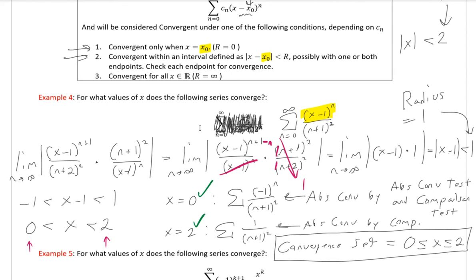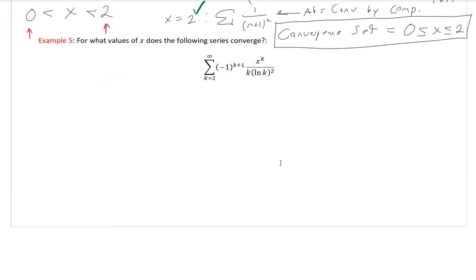Let's do one more. Sum from k equals 2 to infinity of (negative 1) to the k plus 1 times x to the k over k times (natural log of k) squared. Now, don't be afraid of stuff like the fact that it starts at 2 instead of 0. That really is making sure that this is defined, because natural log of 2 works, natural log of 0 doesn't, and natural log of 1 would be 0 itself. So that's all this is really doing.